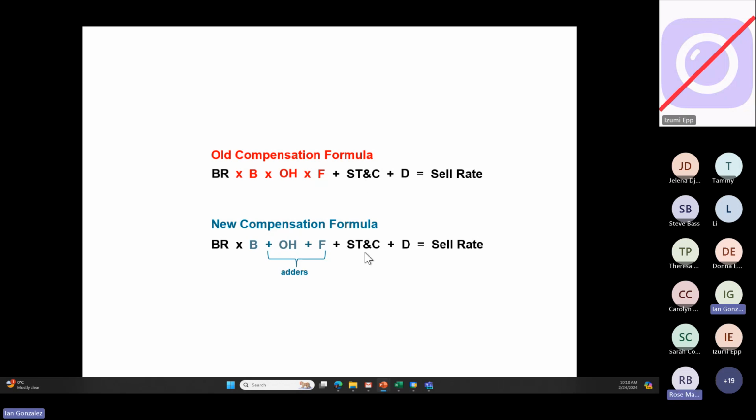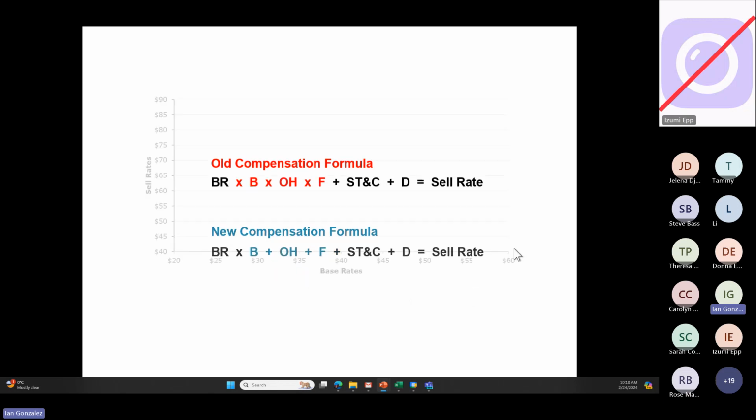Plus your small tools and consumables. These small tools, consumables and disbursements are always adders because they only charge what they use. It's not a function of the base rate. So multipliers versus adders, they both work. They're both completely okay with contractual rates. It's a lot harder for the contractor to come up with the formula where everything is an adder, not a multiplier. But look what happens.